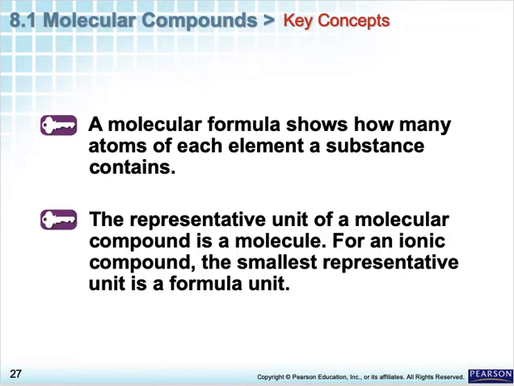A molecular formula shows exactly how many atoms of each element are combined in a compound. The representative unit of a molecular compound is a molecule. For an ionic compound, the smallest representative unit is the formula unit. When we do a molecular compound or molecular formula, those numbers are not the smallest whole number ratio every time. However, in an ionic compound, when we have a formula unit, it is the smallest whole number ratio.